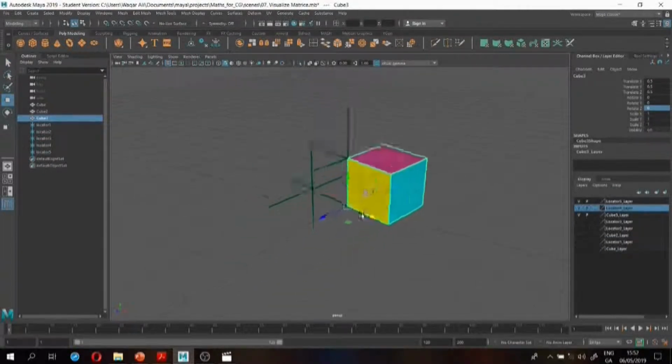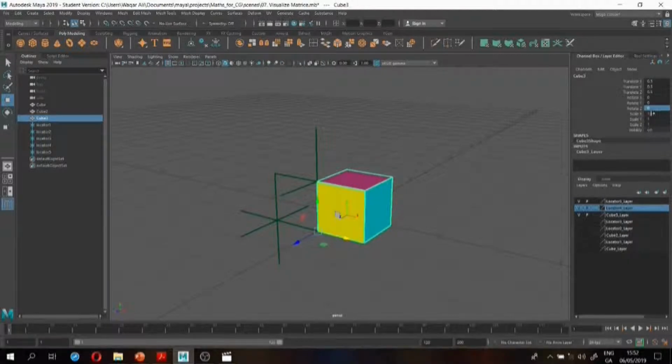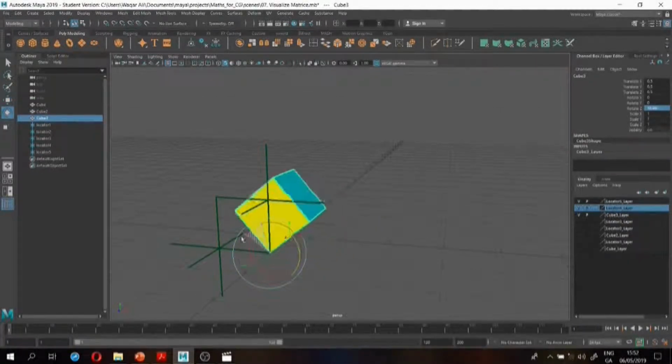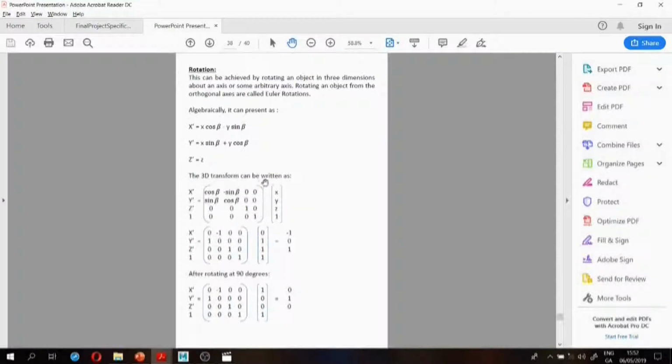We save our scene. So the location is 0.5, 0.5, and the scale is 1, 1, 1. So we can set our corner here, and we can rotate this matrix like this. We will do it here now. This can be achieved by rotating an object in 3 dimensions about an axis or some arbitrary axis. Rotating an object from the orthogonal axis is also called Euler rotation.